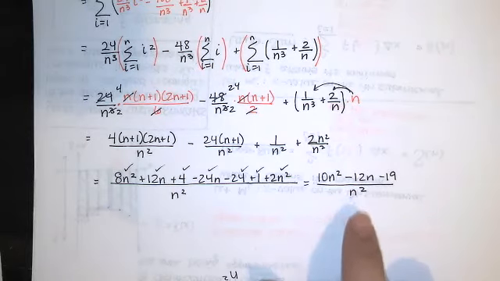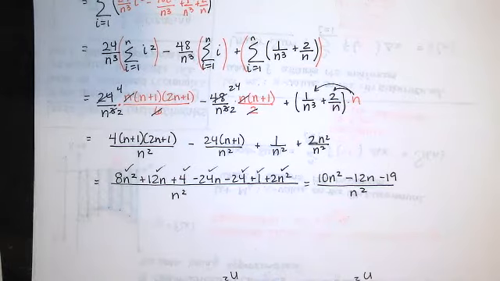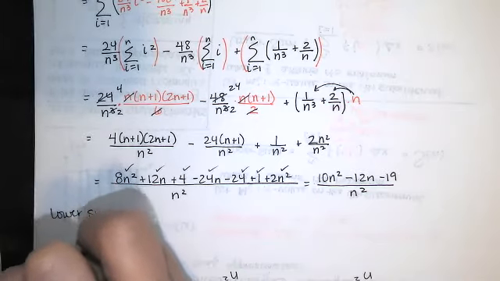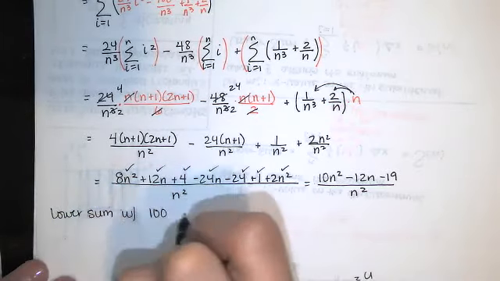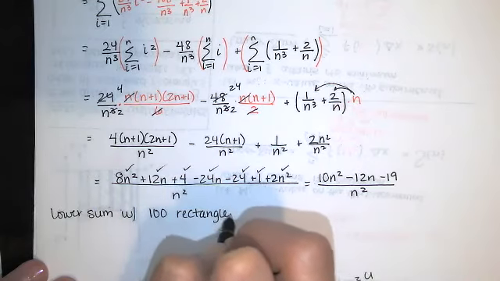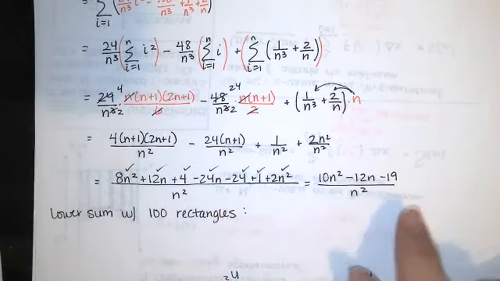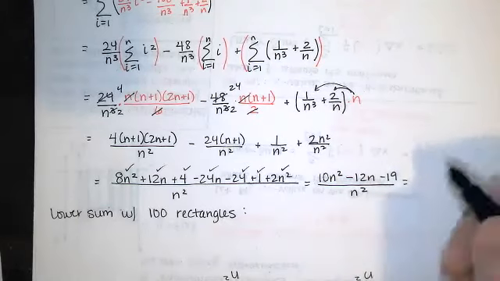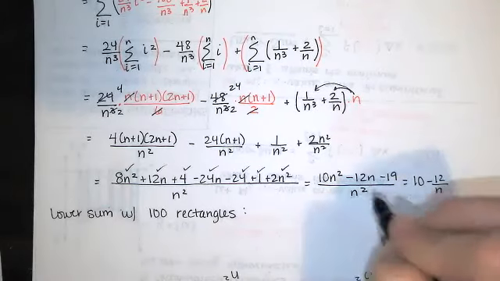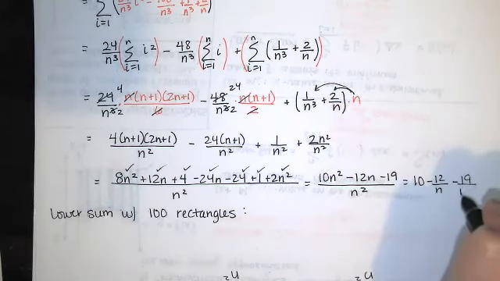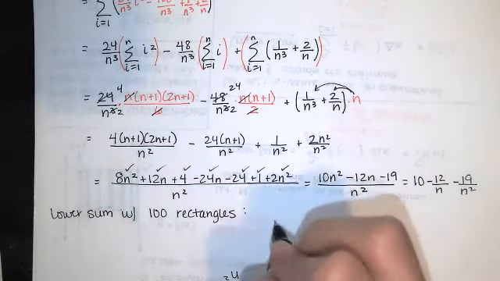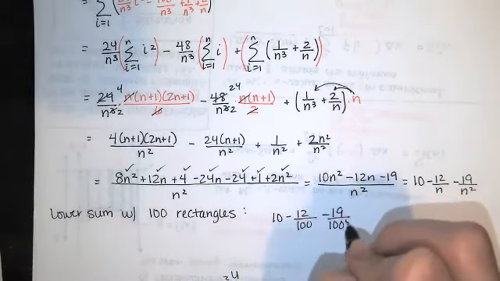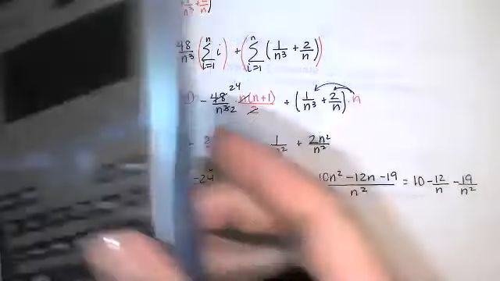Now this is a lower sum in terms of the number of rectangles n. So if I had 100 rectangles, which I really wouldn't want to draw personally, I could still find the lower sum by just substituting in n equals 100 to this. And I might simplify that. 10n squared over n squared is just 10. Then one of the n's will reduce there. So we'd have 10 minus 12 over 100 minus 19 over 100 squared. And let's see what that is.